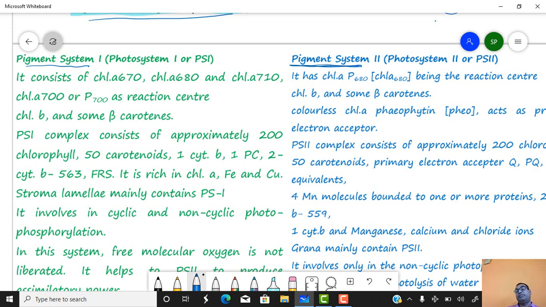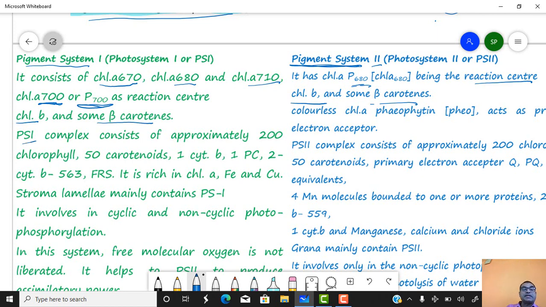What is the difference between pigment system 1 and pigment system 2? Pigment system 1 has a reaction center of chlorophyll a670, 680, 710 or chlorophyll a700, but most of the time P700 acts as the reaction center for pigment system 1, while pigment system 2 has P680, chlorophyll a680, as the reaction center. What is present other than the reaction center? Chlorophyll b and beta carotenes are present in both pigment systems.